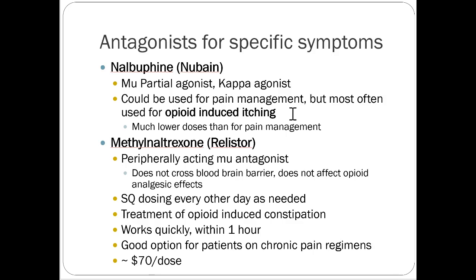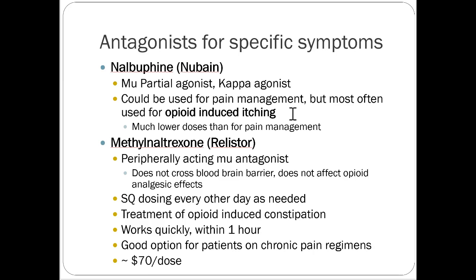Some other quick things. Nalbuphine is another drug we kind of treat as an antagonist, even though it's a partial agonist. It also has some kappa agonist effects. The only thing we use it for really is opioid-induced itching. It's really common in OB. They like to use it up there a lot for post-epidural itching, but that's about it. And we usually use fentanyl for our epidural, so there's not a lot of that going on anyway. It's not a super common drug.